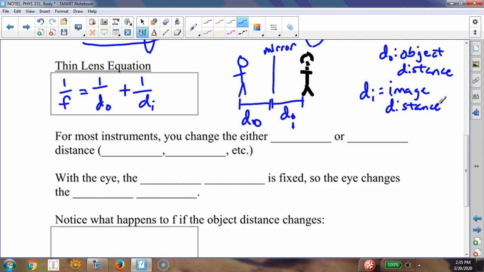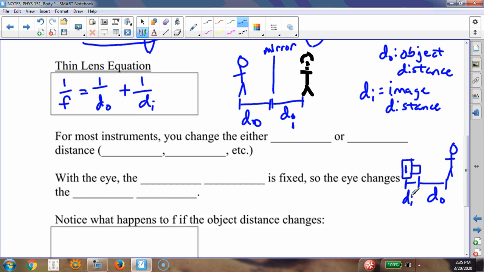So for other items, like say a camera, imagine if we have a camera. Oh, let's run out of space. Here's my camera, there's my lens, here's your object out here. This would be DO. That's your object distance. But this back here is my film or my chip or whatever, wherever the light is collected. This distance is my image distance. So my image distance and my object distance don't have to be the same. In fact, they often are not the same. They're always the same for a flat mirror, but usually not the same for a curved device like a lens.